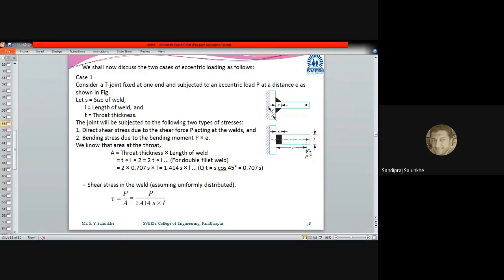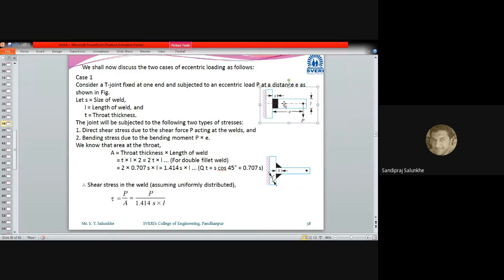Now, in this case, this is the front view, and this is the top view. This black part doesn't mean that we are going to have a separate joint, a butt type of joint here. No, this is not a butt joint actually, but this is the front view and this is the top view of the same diagram.